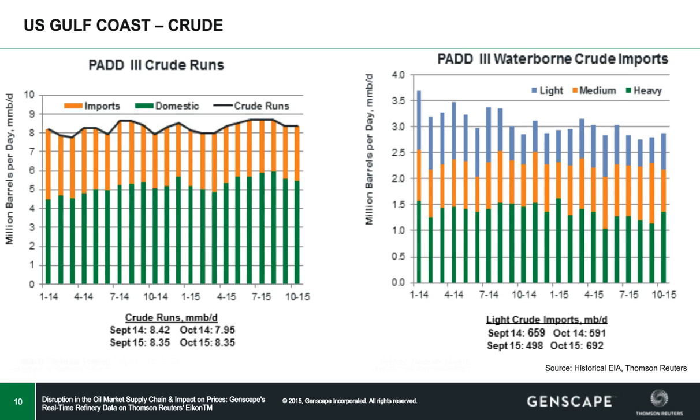As usual, heavy Mexican crude Maya made up the bulk of imports in October at about 560,000 barrels per day, with medium-grade Arab Medium coming in second at just under 300,000 barrels per day.